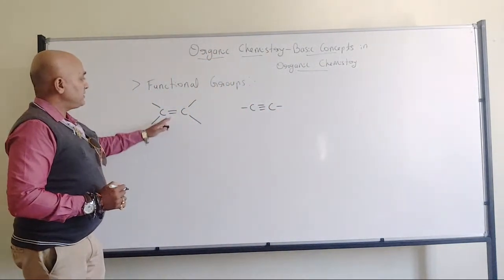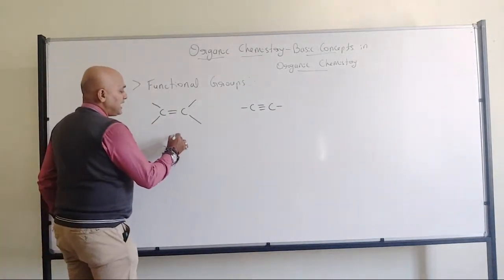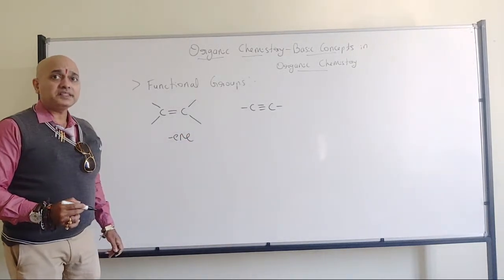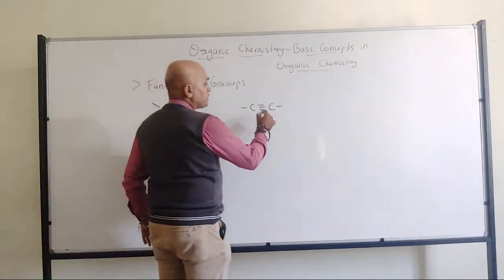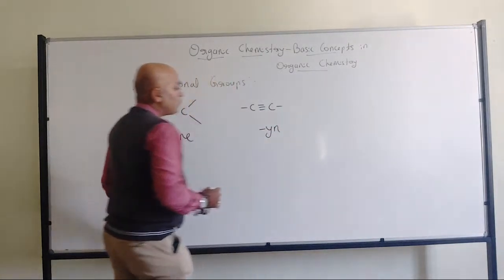Any organic compound having a double bond, its name will end with E. Any molecule having a triple bond, its name will end with YN.